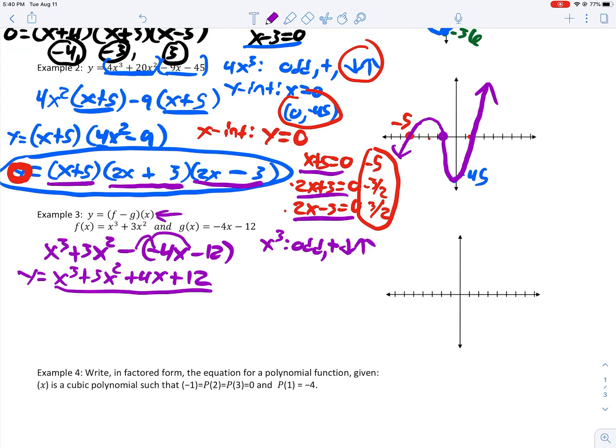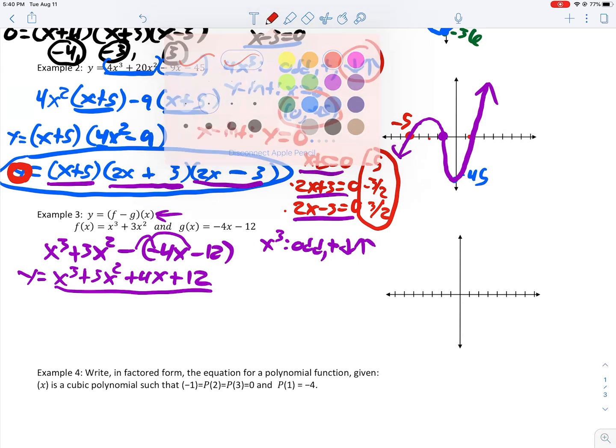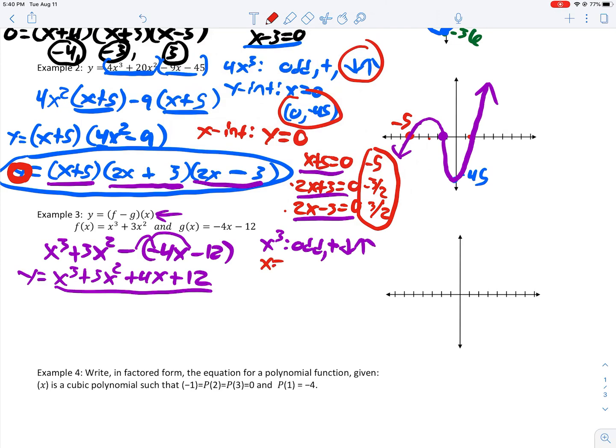So next, I need the y-intercept. So I'm going to let x equal 0. So 0, 0, 0. So it would be 12, right? And that's the y-intercept. So up here. Okay, so I have the end behavior, I have the y-intercept. So next is the x-intercepts.